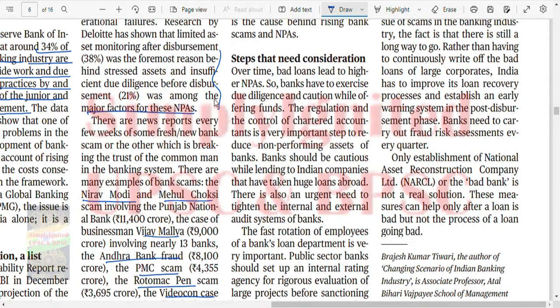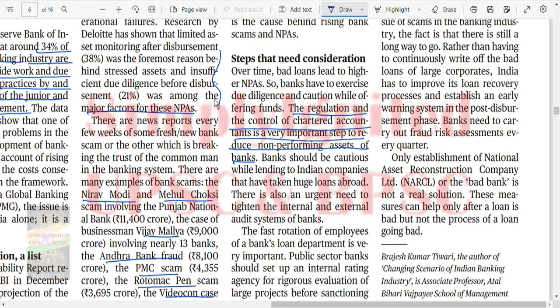So what we have covered and how to overcome it. Over time, bad loans lead to higher NPA. So banks have to exercise due diligence and caution while offering funds. The regulation and control of chartered accountants is very important. So this is the first thing, to reduce NPA of banks.